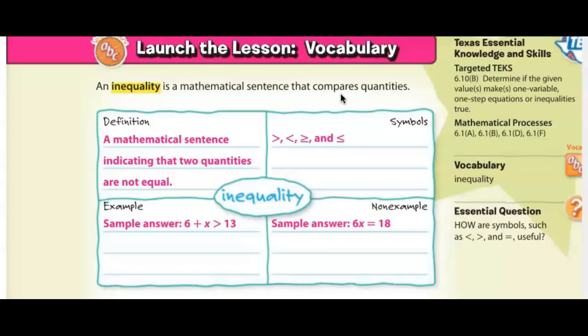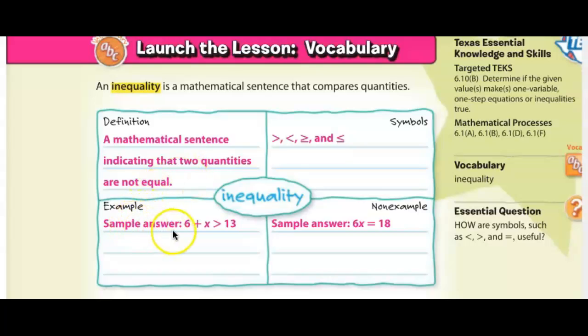The symbols you're going to use to express this comparison are, the first symbol, greater than. Then we have less than. We should be very familiar with those. The next two may be new to you, or you may be a little bit familiar with them. This is greater than or equal to. It combines the equal sign with the greater than sign. And this last one is less than or equal to.